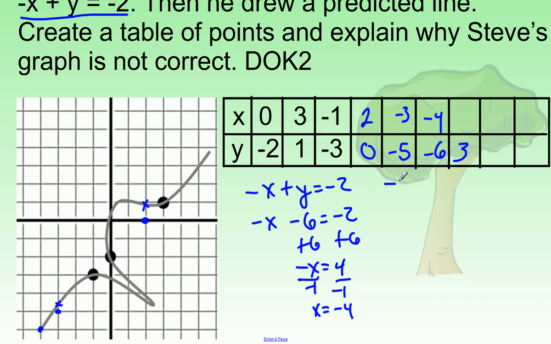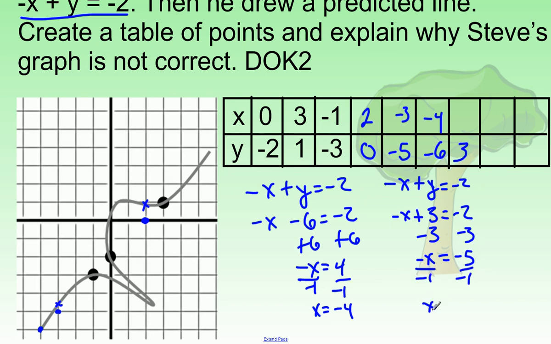Alright, 3. So negative x plus y equals negative 2. If the y value is 3, we're going to subtract 3 on both sides. Negative x equals negative 5. Divide by a negative 1 on both sides, and x equals a positive 5. So we have an x value of 5, 1, 2, 3, 4, 5, y value of 3.